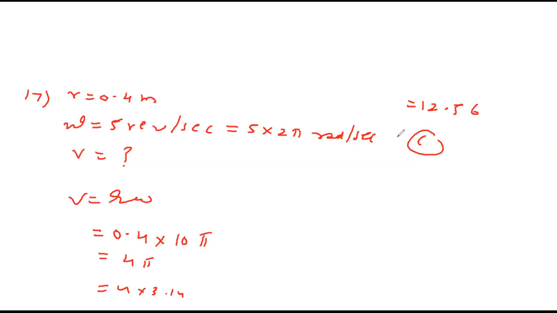18th is theoretical. A piece of stone is revolved in a circle in a horizontal plane with constant speed, that is UCM. Then does the kinetic energy go on increasing? No, it remains constant only. So B is the correct answer. Kinetic energy remains constant.